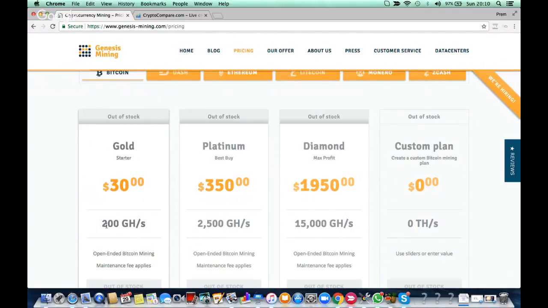But at this rate, roughly, let's say, you went for 1,000 gigahash. 1,000 gigahash is 1 terahash, right? And that will cost you $150. So now you know 1 terahash, 1 TH, costs you $150. 5 times 30 and 5 times 200 is 1,000. So 1 TH is $150, right?